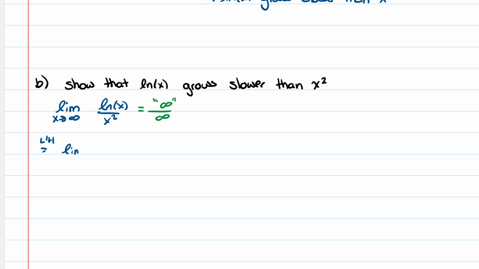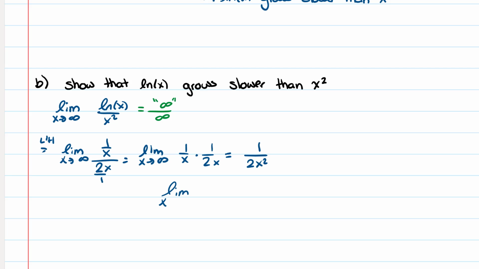So we get the limit as x approaches infinity, 1 over x divided by 2x. So this is going to be the limit as x goes to infinity of 1 over x times 1 over 2x, because you're going to multiply by the reciprocal. So you get 1 over 2x squared. So we take the limit as x approaches infinity of 1 over 2x squared, which is 0. Therefore, ln of x grows slower than x squared.